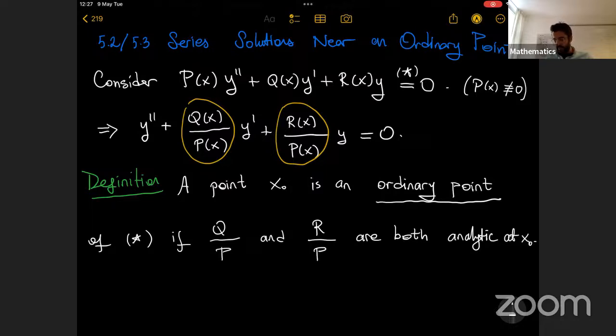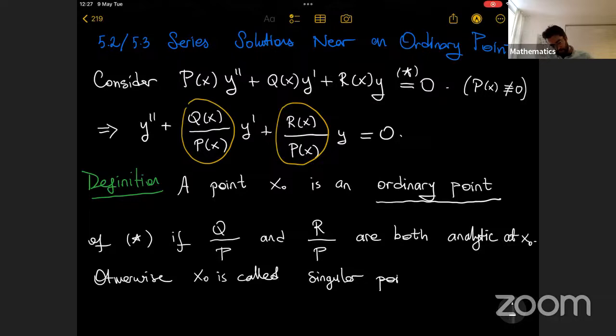We call it a singular point, but it's not very important. Otherwise, x0 is called a singular point. So if one of them fails to be analytic, then we say this point is a singular point. So we have either an ordinary point or a singular point, right?